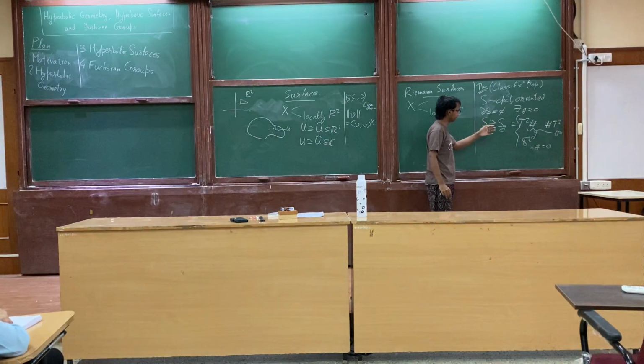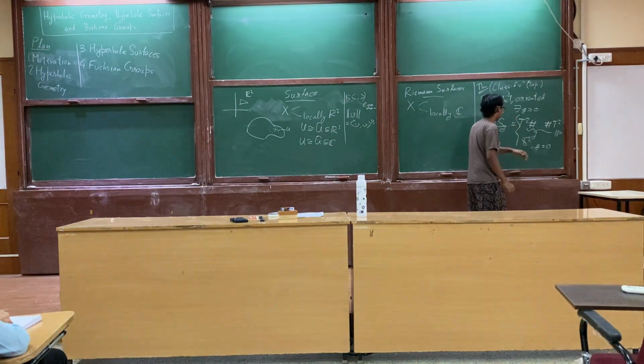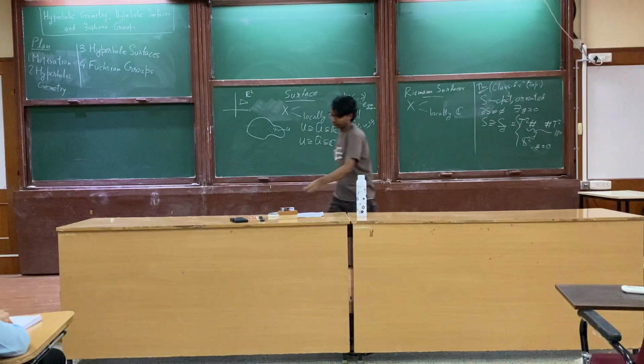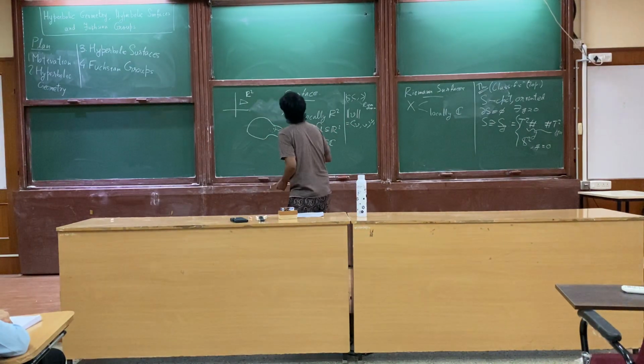S is homeomorphic to Sg, where the definition of Sg is as follows. So what does this look like? This looks like the following. This.